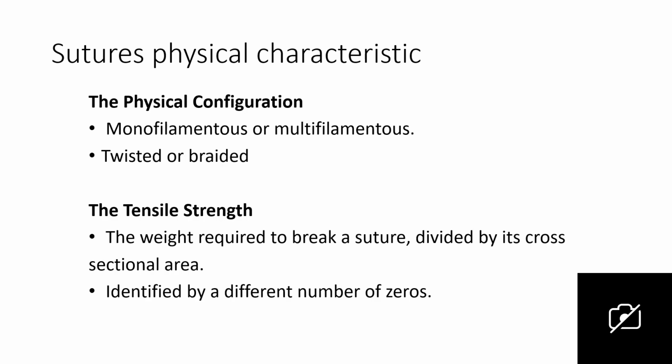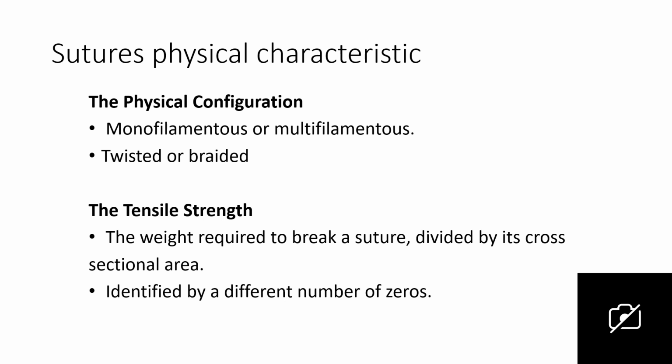Okay. Sutures physical characteristics. The physical configuration could be monofilamentous or multifilamentous. That means a single filament or many filaments together. It could be twisted or braided. Twisted means there's only two filaments involved. Braided means more than two are involved and they are braided.